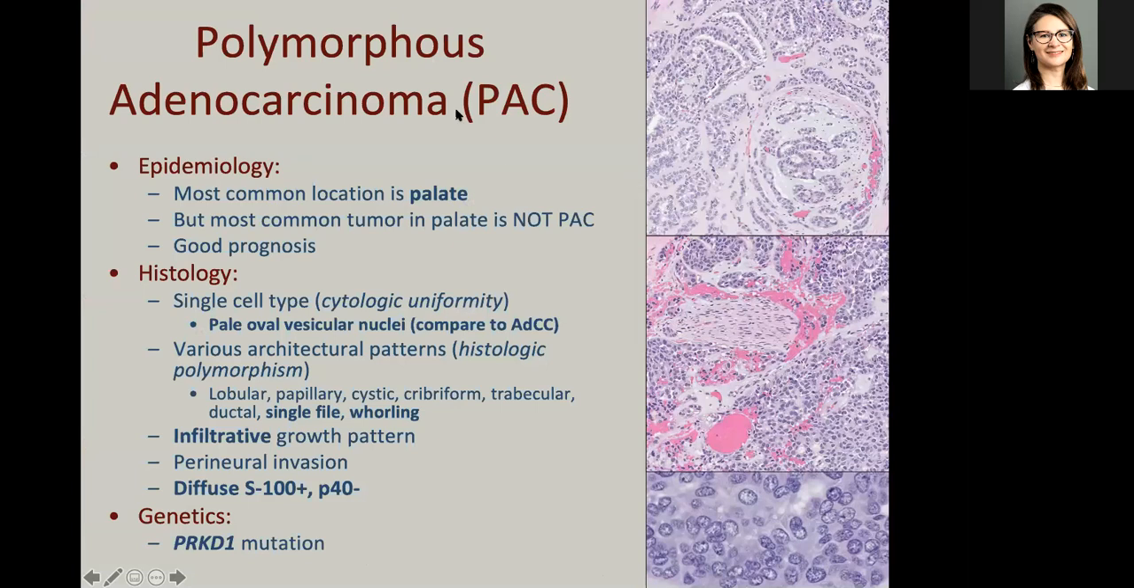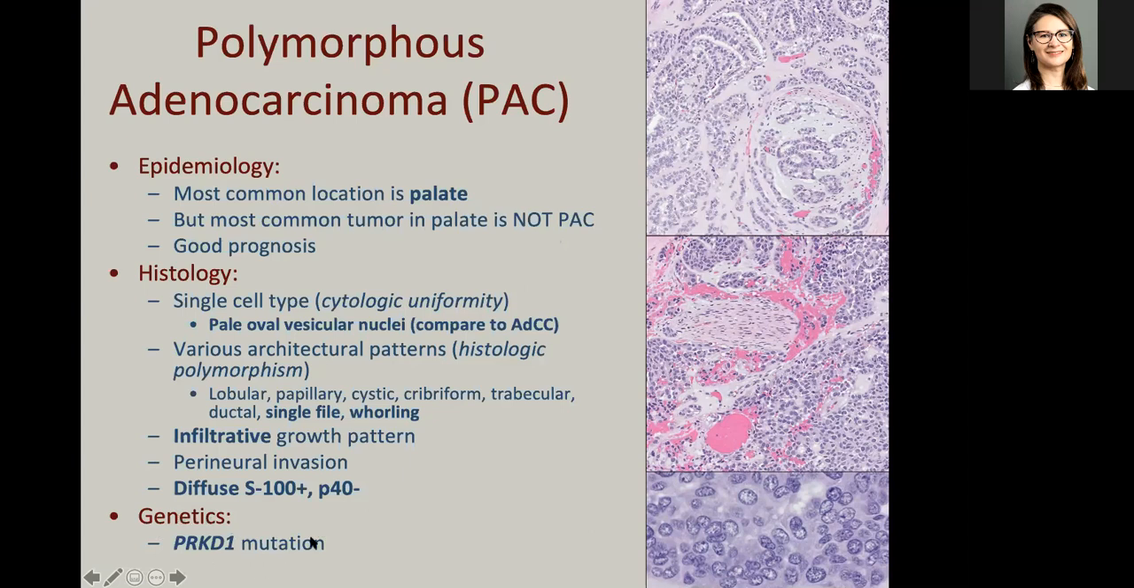For pathologists, a histologic differential of adenoid cystic is polymorphous adenocarcinoma. This is most commonly seen on the palate, but the most common tumor in the palate is not polymorphous. On the palate, you're still generally dealing with a pleomorphic adenoma, then an adenoid cystic, and then thirdly, polymorphous. Polymorphous architecturally can resemble adenoid cystic. It can be tubular, it can be cribriform, but the difference to a pathologist is that the nuclei are of a single type. We do not have epithelial and myoepithelial cells. We only have a single cell type, and we have this more open vesicular chromatin.